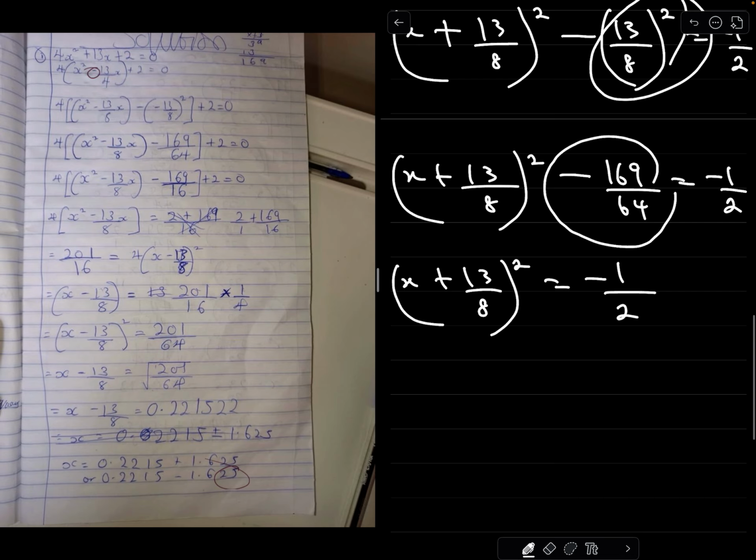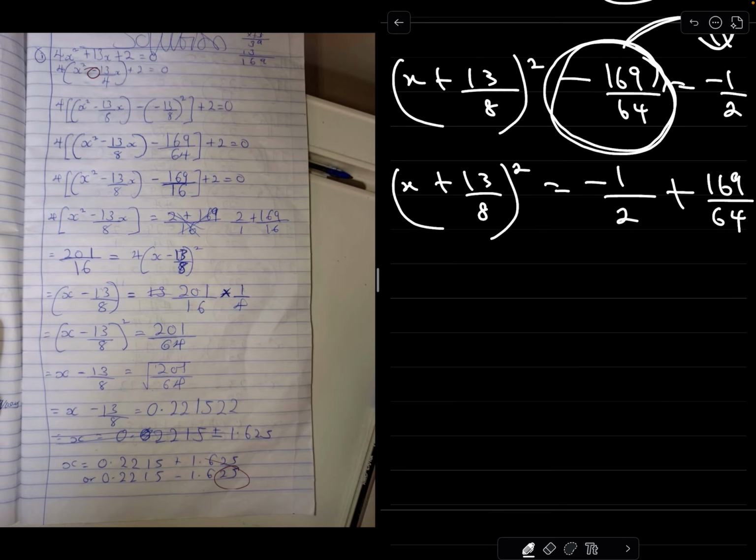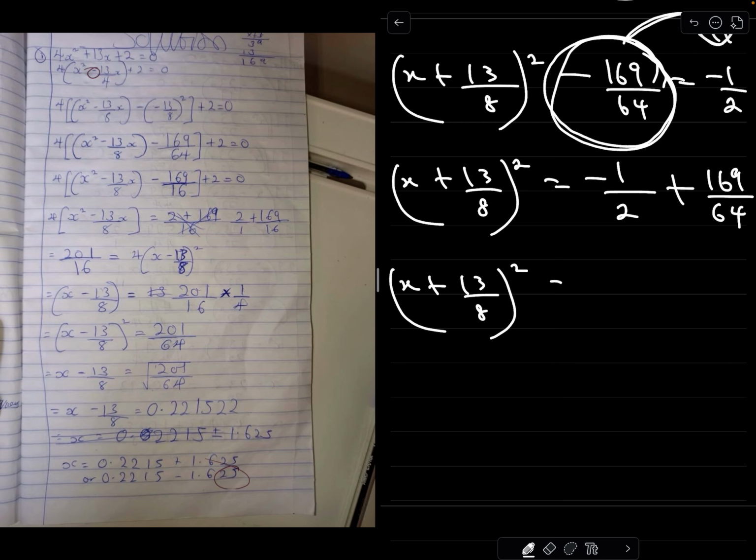When you move minus 169 over 4 to the right hand side, it becomes plus 169 over 4. No, that's not over 4, that's over 64. When you move minus 169 over 64 to the right hand side, it becomes plus 169 over 64. And what do we have next? This simply means x plus 13 over 8 all square is equal to, now find the LCM.